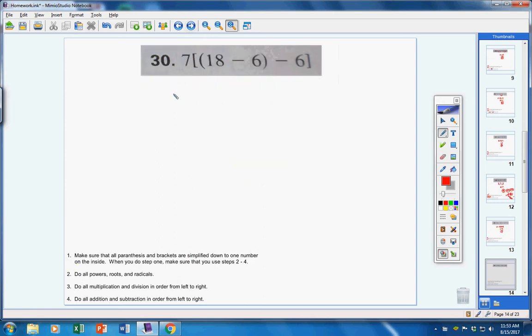Number 30. Okay, good. Now we got some brackets and we got some parentheses. Okay, so here we go. So first of all, obviously I can take 18 minus 6 and get this parentheses down to one number.